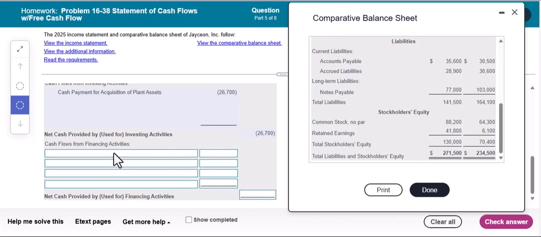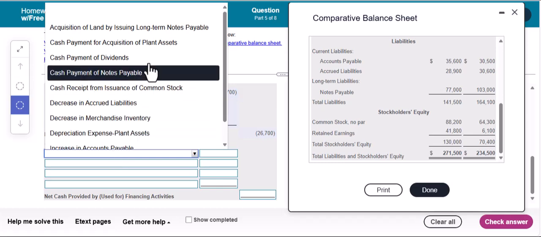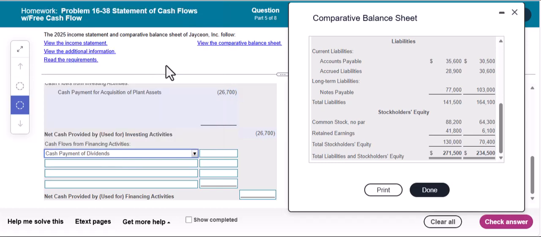So for the account that we're working on, we're going to go ahead and input cash payment of dividends. And again, we're going to go ahead and calculate that. In previous versions of this problem, in different editions, they actually gave us this number, so this is a little bit new. But let me walk you through it.